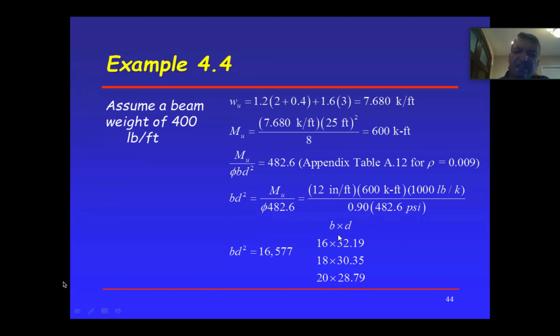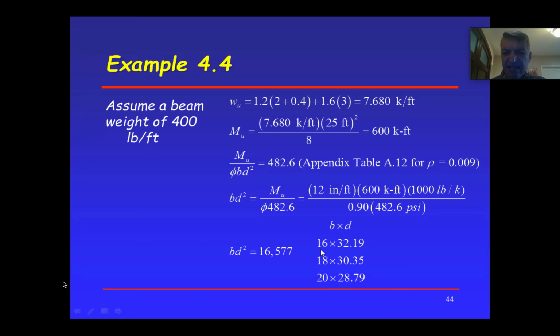This is very easy. In the previous examples, you had to plug in numbers this big to get that. But again, you have to go through that to appreciate this, really. So if you have Mu over phi bd squared equal to this, my unknowns are b and d squared. So I solve for that: bd squared equals Mu over that. You plug in the numbers. Again, one equation with two unknowns. You assume b and solve for d.